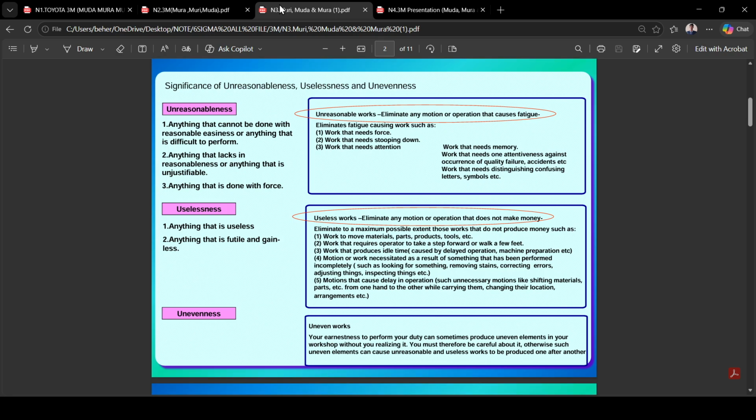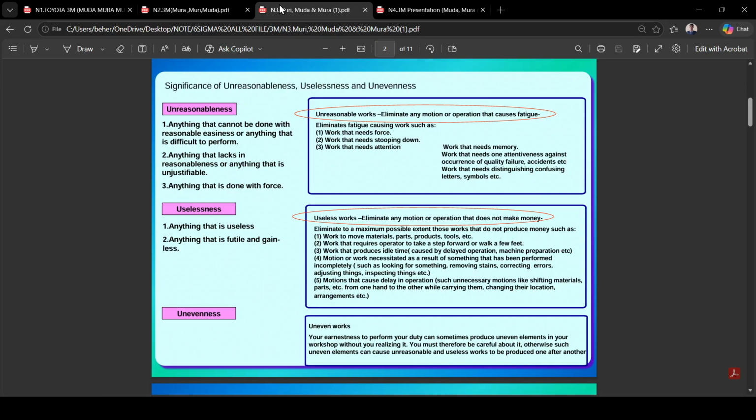And so this one he will explain clearly. Unreasonableness means anything that cannot be done with reasonable eagerness or anything that is difficult to perform. Then the second one is anything that lacks reasonableness, or anything that is unjustifiable, or anything that is done with force. So, unreasonable work: eliminating any motion or operation that causes fatigue.